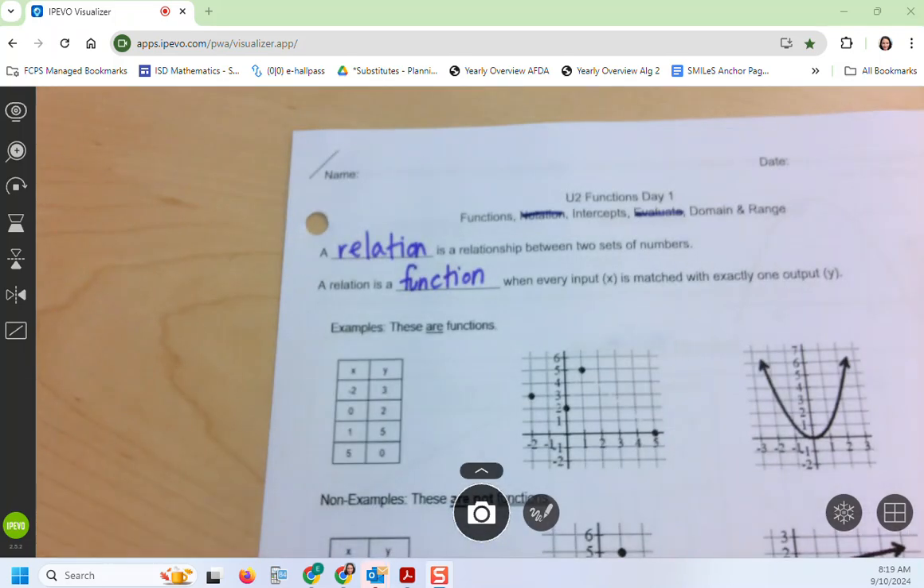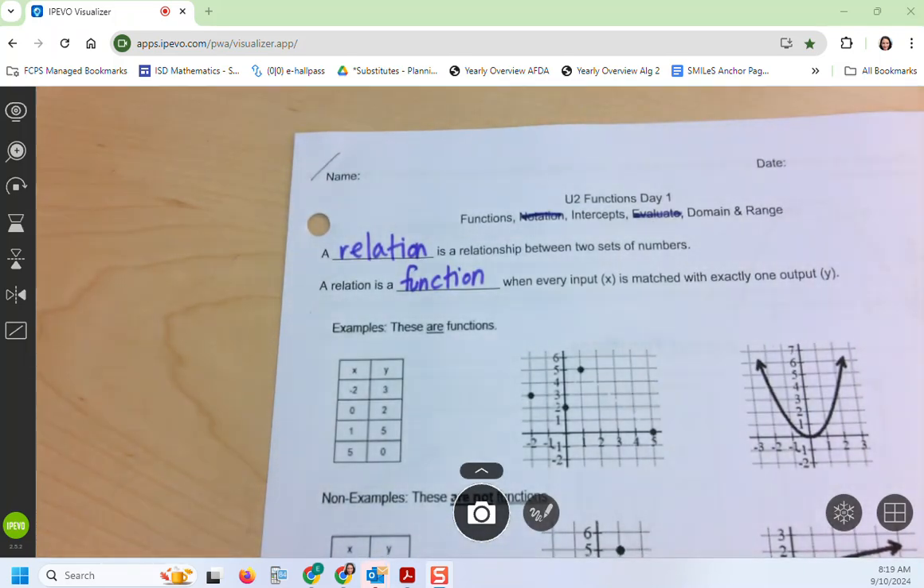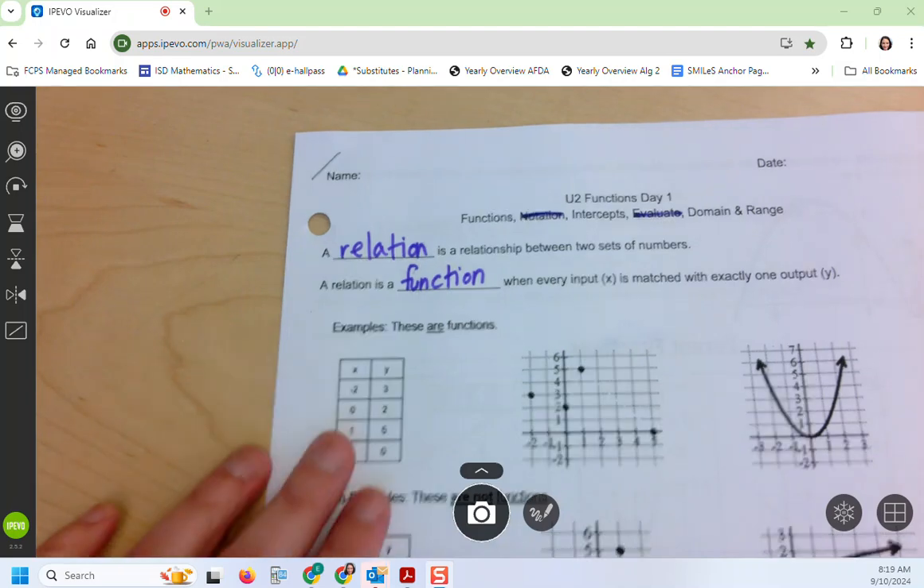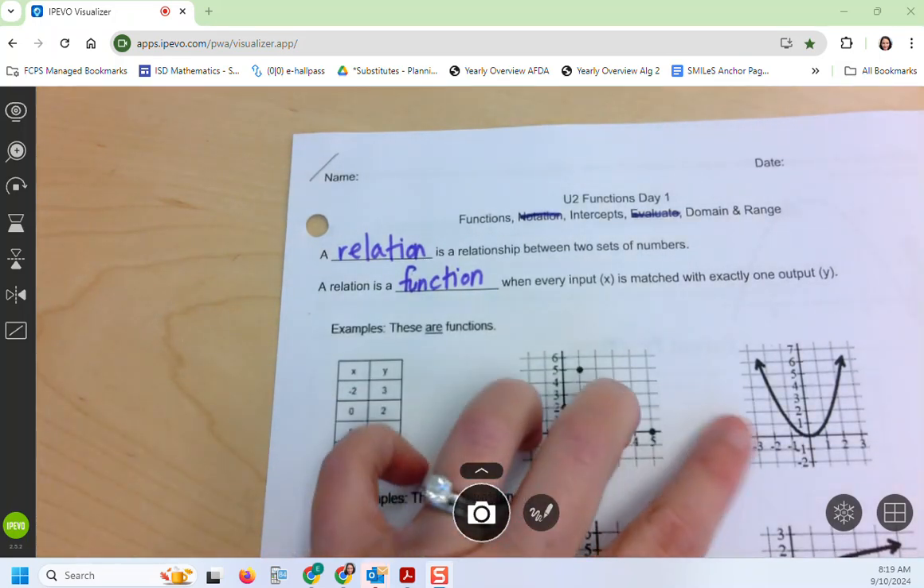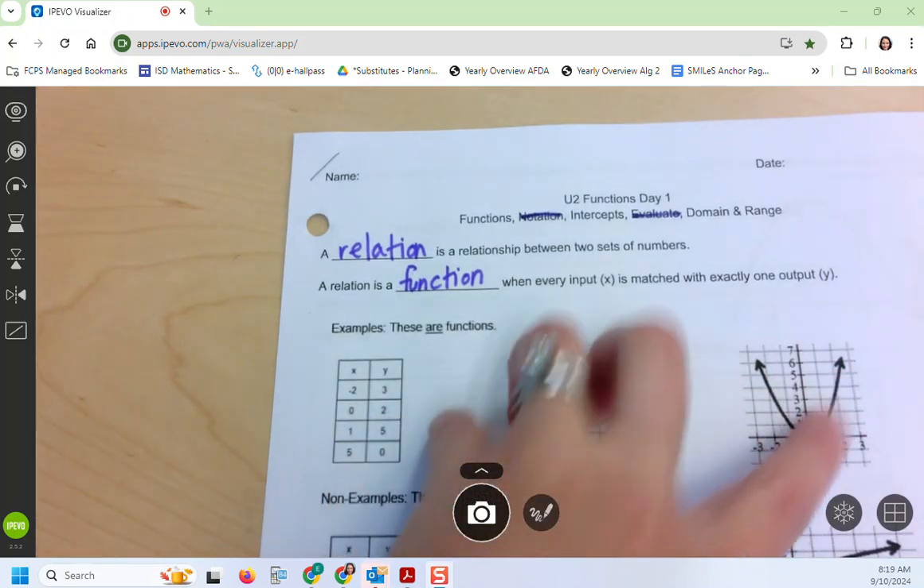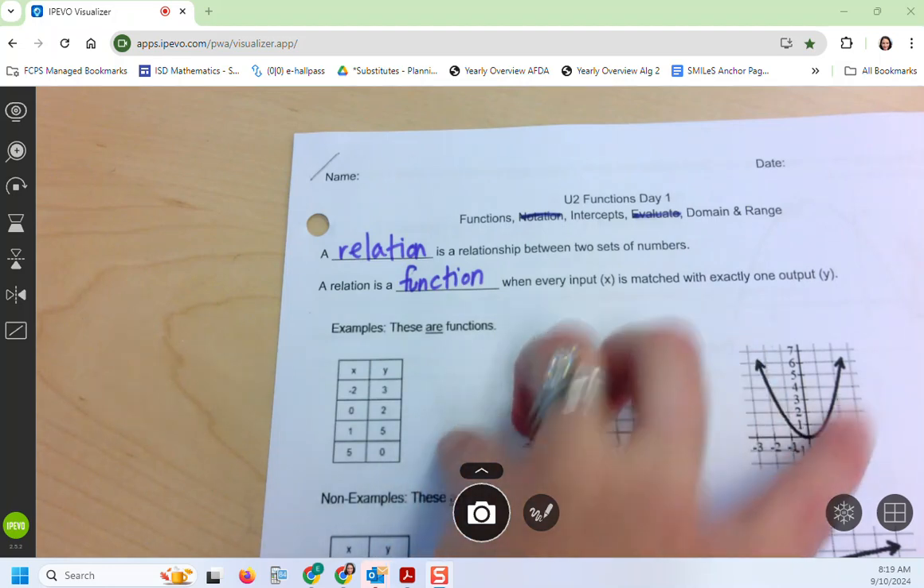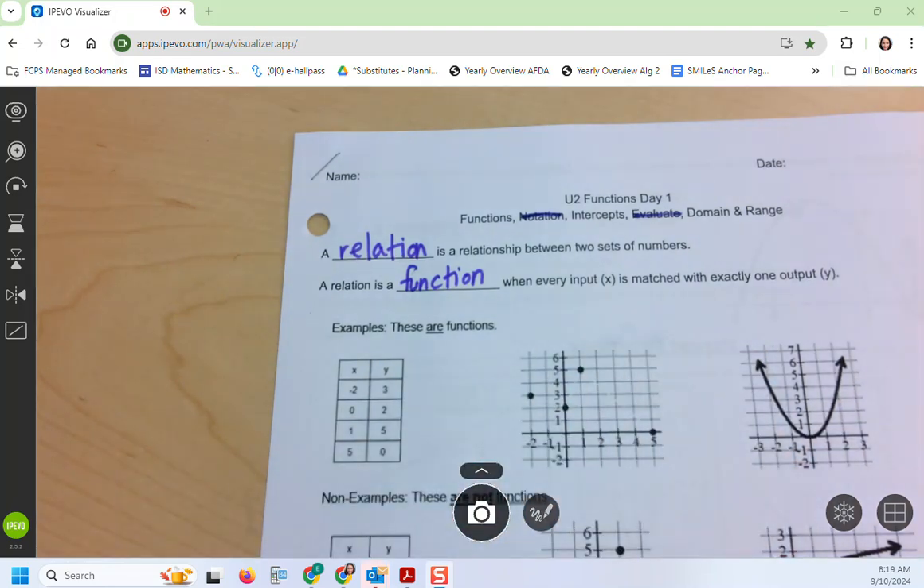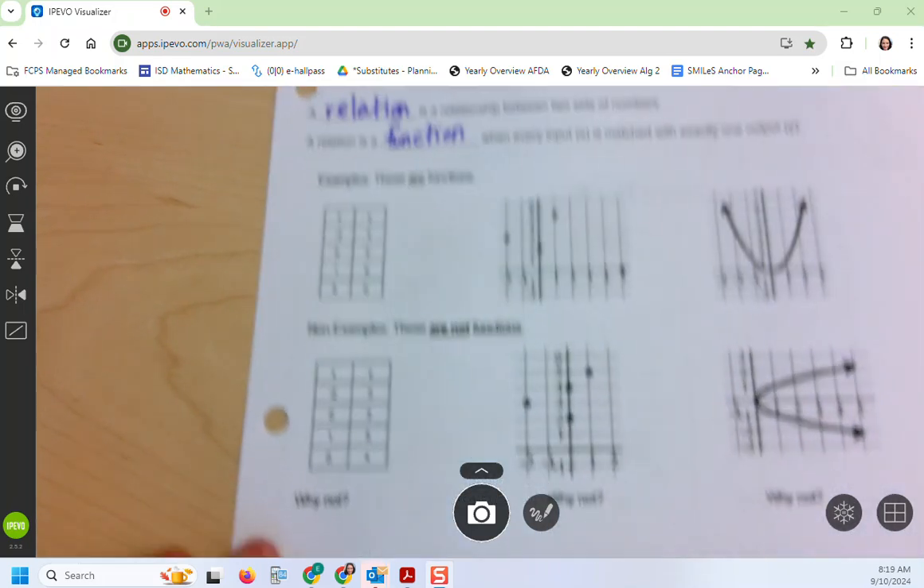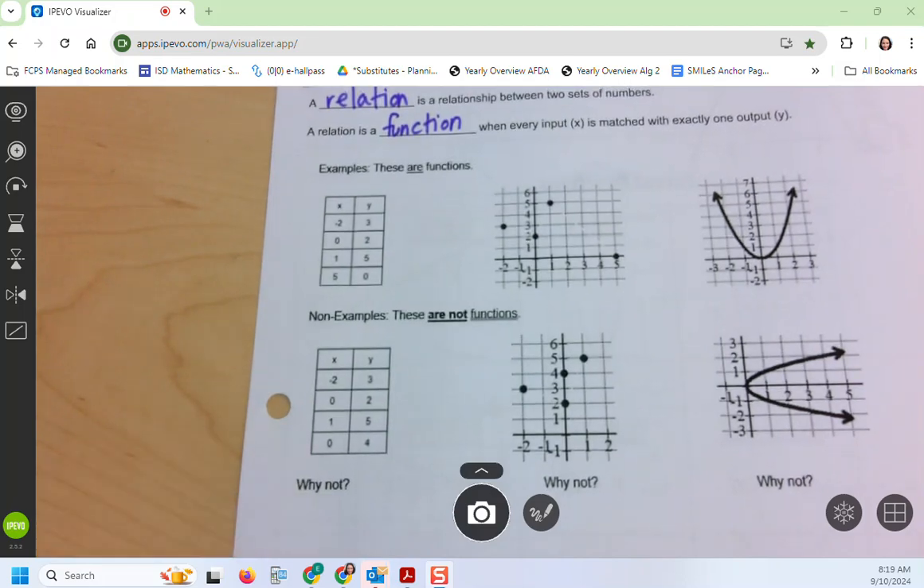All right, so these are examples of functions. Hopefully you look those over. You can have a function represented in a table, in a graph of points, or in a continuous graph. This is called a continuous graph because all of the points are connected. It's not just discrete points. These are not functions down here.